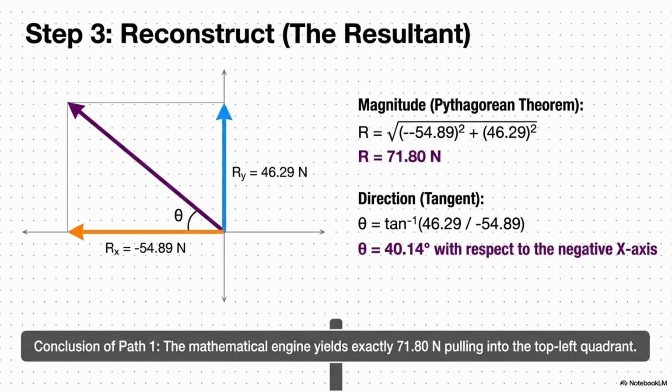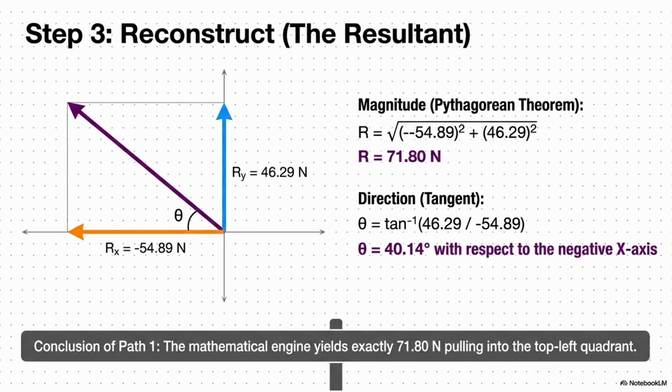Right, we have to reconstruct it. And since our two forces form a perfect right angle, we just use the Pythagorean theorem. Oh, a squared plus b squared equals c squared. The classic. We square the x total, square the y total, add them, and take the square root. And that gives us the magnitude of the final resultant vector, which we call R. And what's the final answer for the magnitude? It comes out to exactly 71.80 newtons.